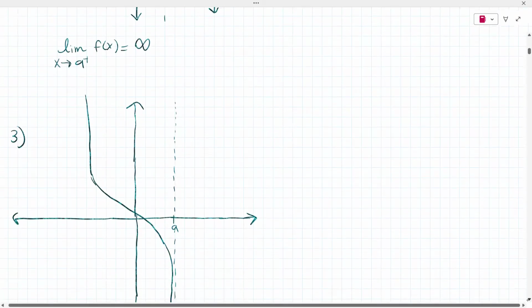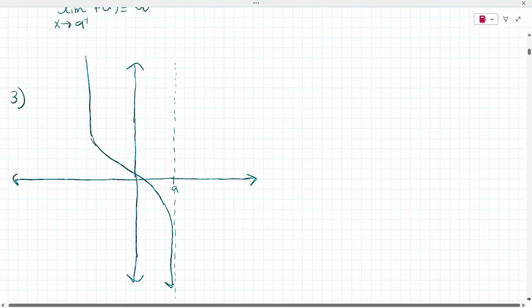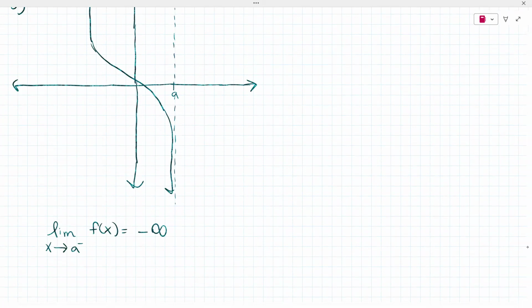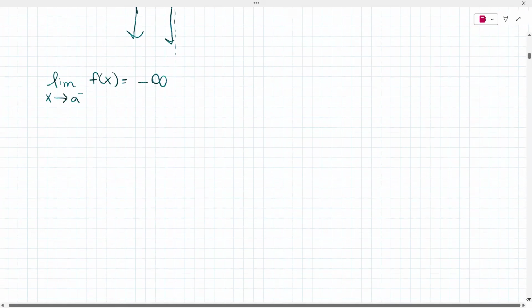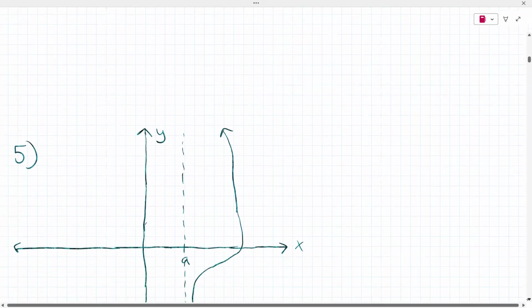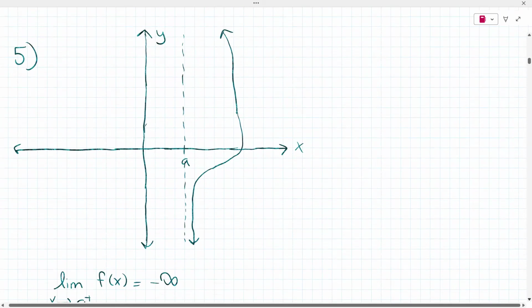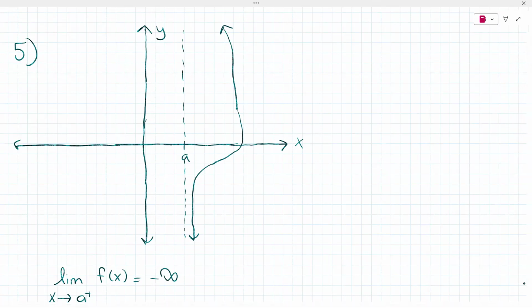Okay, so we will get 3. Here's your graph. Here's a. What is the limit as x approaches a from the left of this graph? Here's a. To the left, it shoots down to negative infinity. Okay, here's 5. What is the limit as x approaches a from the right of f of x? Here's a to the right, it shoots down to negative infinity.